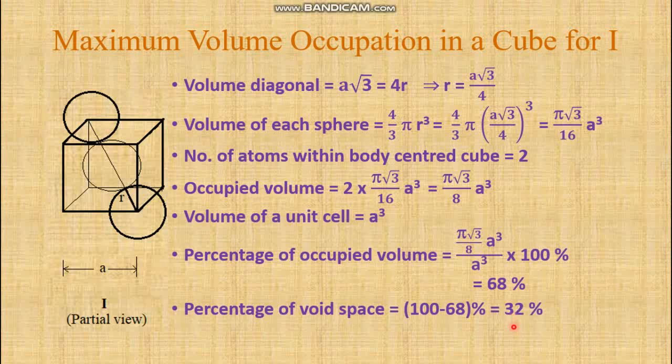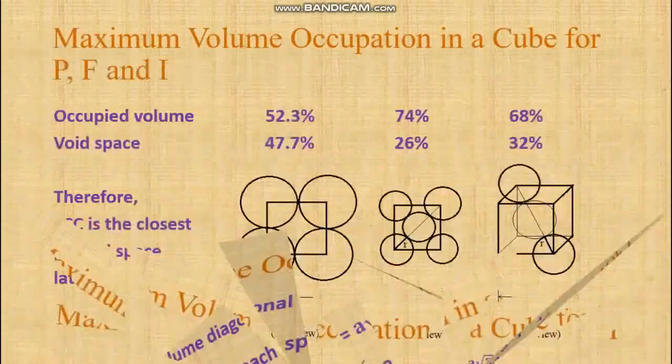So the HCP, or the face centered cubic closed packed system, is the highest occupied closed packed system, which is actually 72%.